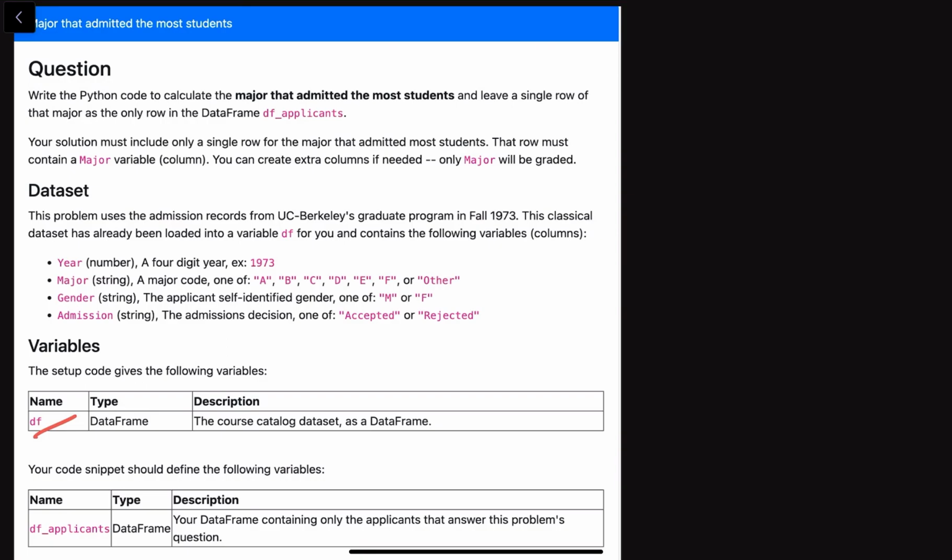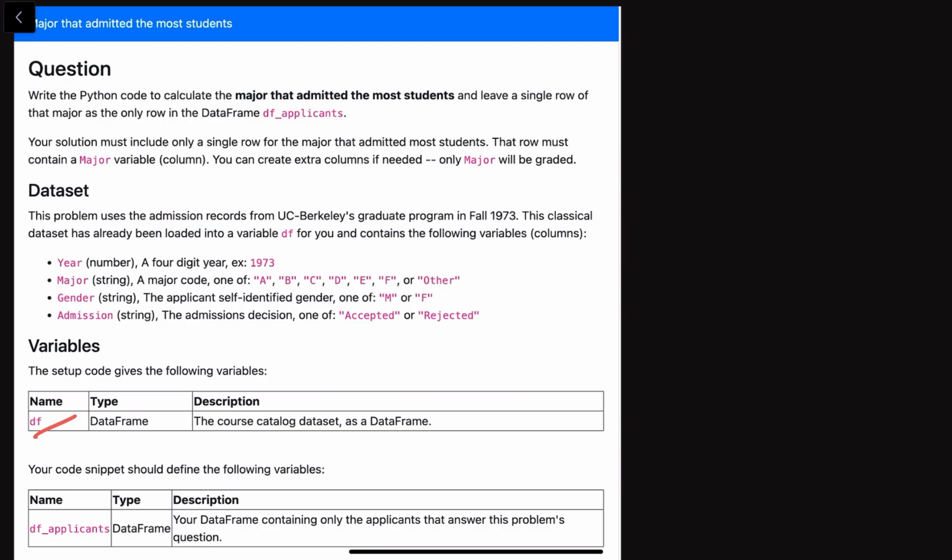So we're given a data frame DF. And DF is essentially loaded with a bunch of admission records from UC Berkeley's graduate program in the fall of 1973. So each row of our data frame is a person that applied to this graduate program, and we're given the year that they applied, the major they applied to, A, B, C, D, E, F, and other, their gender, as well as their admission. So whether or not they got accepted or rejected. And we want to find which major, A, B, C, D, E, F, or other, admitted the most students.